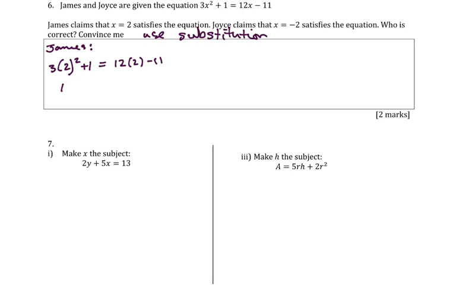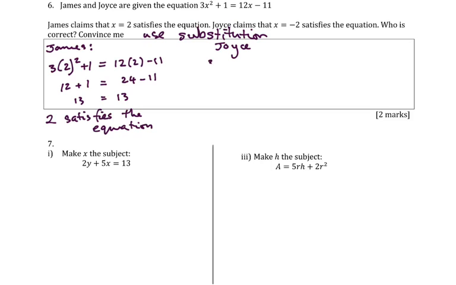Well, let's simplify the left-hand side. 2 squared is 4, so it's 3 times 4, which is 12. Add the 1. And then the right-hand side becomes 24, subtract 11. So 12 plus 1 is 13. 24 minus 11 is 13. So James is correct. 2 does satisfy the equation. If we move on, let's look at Joyce's suggestion.